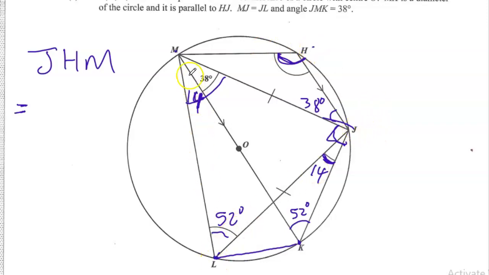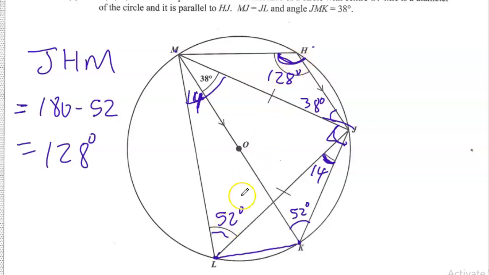If you look at MHJL, we have a quadrilateral there. These 4 points, all on the circumference, form a quadrilateral. So the opposite angles on the cyclic quadrilateral add to give 180. So JHM, 52 plus this angle should add to give 180. So this angle will be 180 minus 52, which is 128 degrees. So these two angles must add to give 180, since they are opposite on what we call a cyclic quadrilateral.